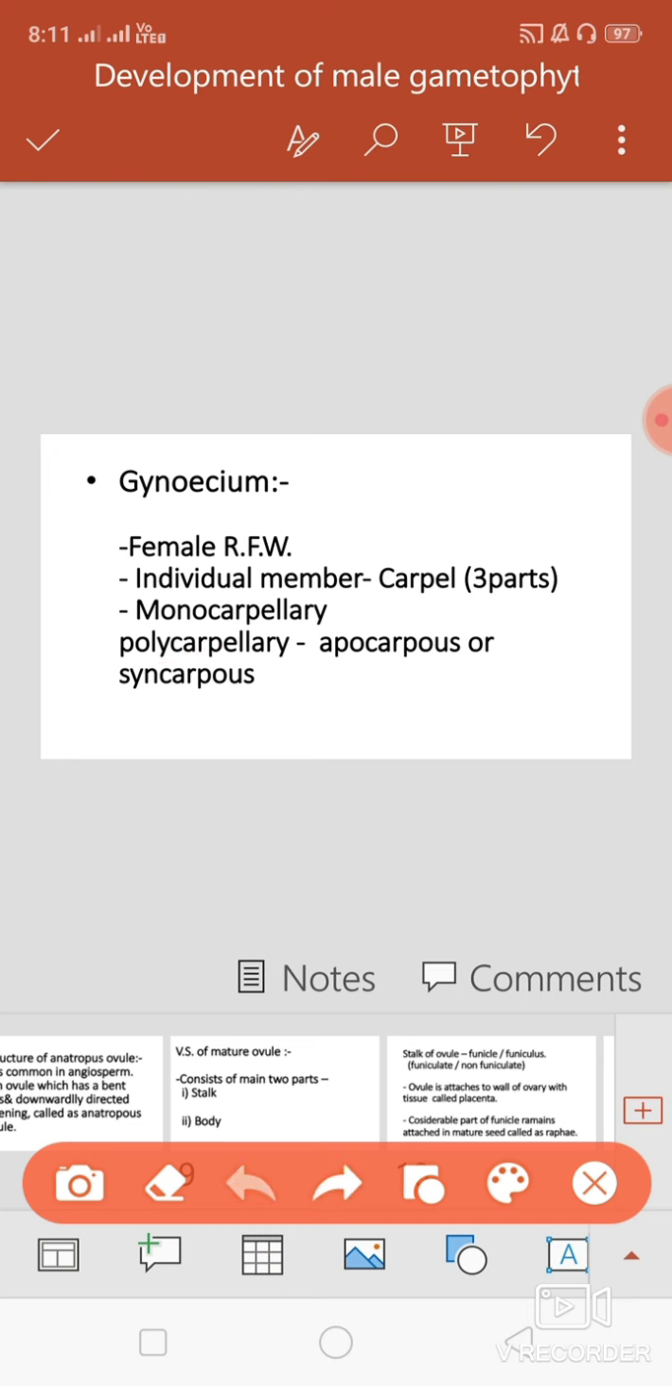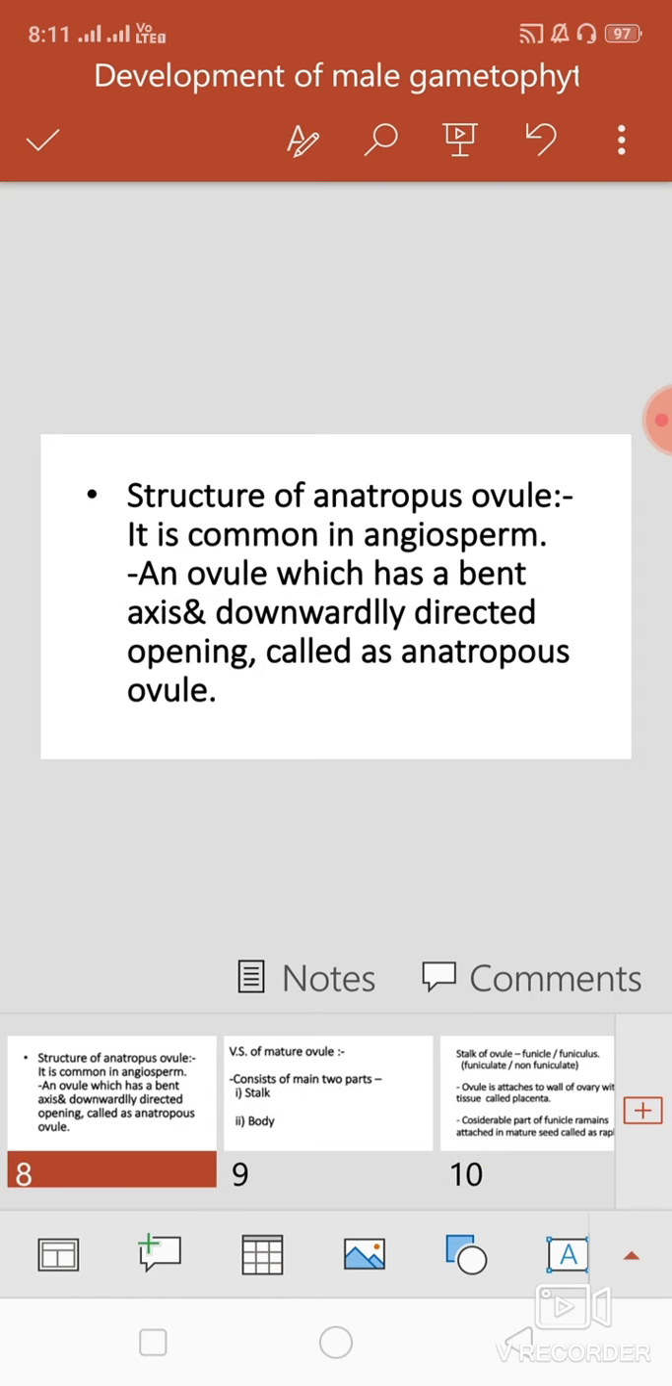Each carpel consists of three parts: stigma, style, and ovary. And inside the ovary, ovules are present. So see the next bit, that is the structure of ovule. In most of the angiospermic plants, Anatropous ovule is present. So here we discuss the structure of Anatropous ovule.